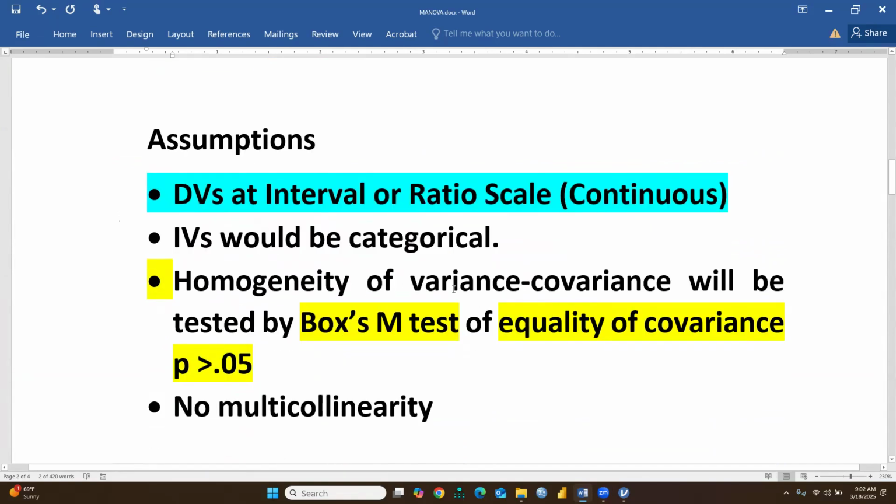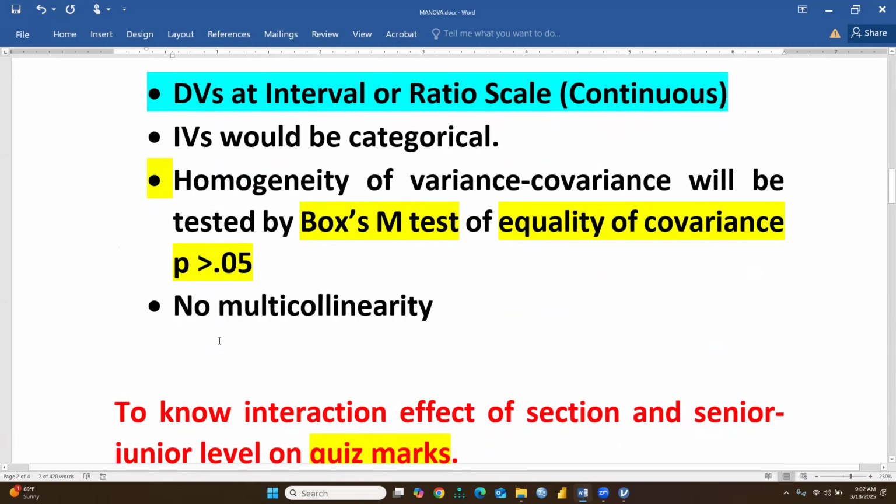And here are some assumptions. Before starting any test, we must check our assumptions. The assumptions are: DVs are at interval or ratio scale, that is, always measured on a continuous scale. IVs would be categorical, right? Homogeneity of variance-covariance will be tested by Box's M test of equality of covariance. The p-value should be greater than 0.05. Then only we can say we are not violating homogeneity of variance. And no multicollinearity issue should be there.